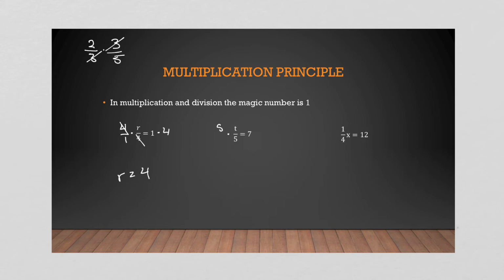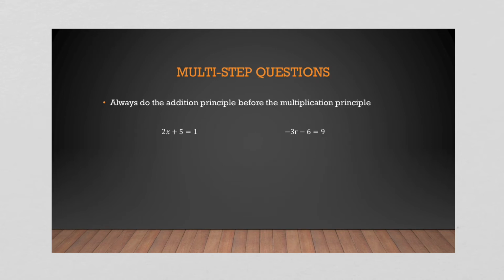We're going to multiply by 5. 5 cancels with 5. Multiply by 5, t equals 35. Multiply by 4. Multiply by 4. x equals 48. So those are our one-step questions. Those are the ones that hopefully at the end are going to be the easy one. You'll get to that point and you'll be like, yes, I'm almost done. This last step is easy. So what happens if we have multiple steps?